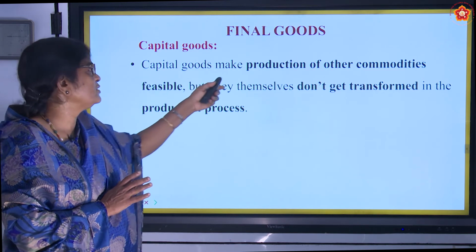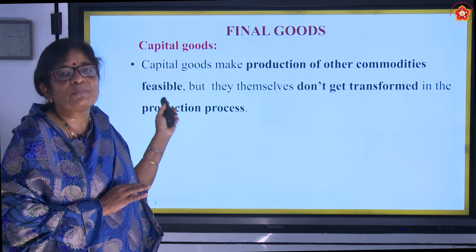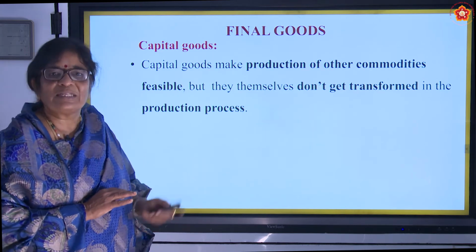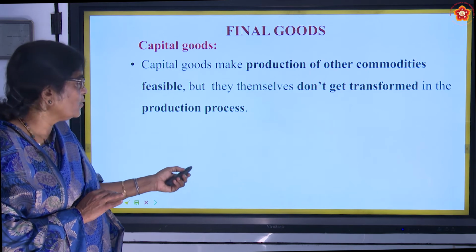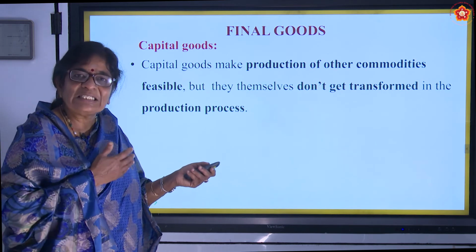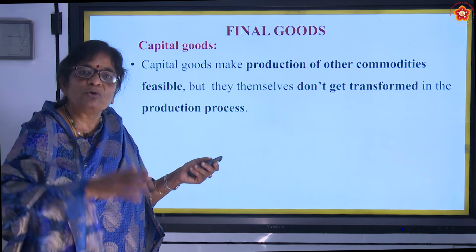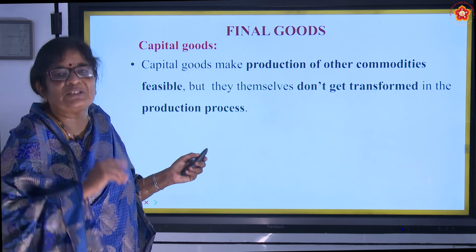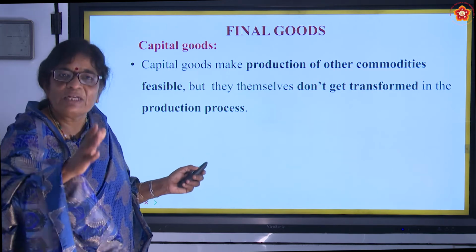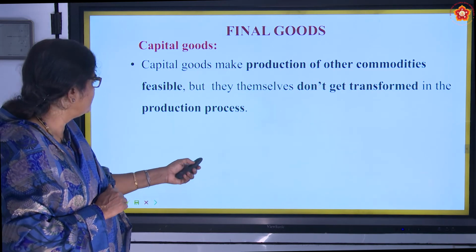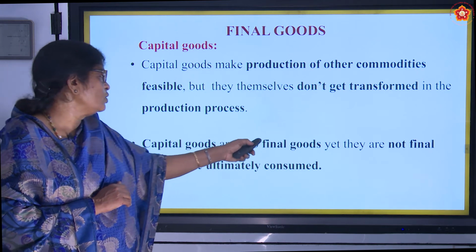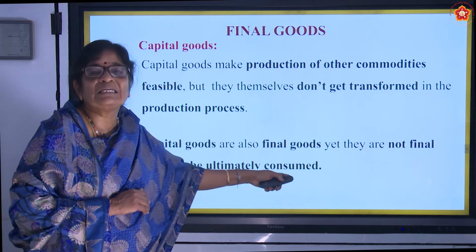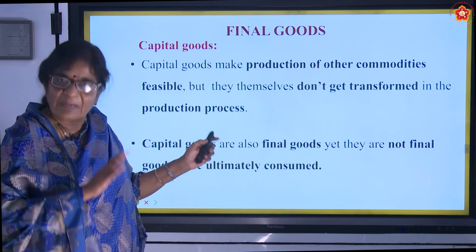Therefore, capital goods have this special feature. They support the production of other commodities without themselves getting transformed. That is called capital goods. I hope you understand. You can see the buildings, batch after batch, we produce so many students, but still the building will be there without any transformation. The building only supports the educational services. I hope you understood. Capital goods are also final goods, yet they are not final goods to be ultimately consumed. Nobody can consume them, but they will be there.